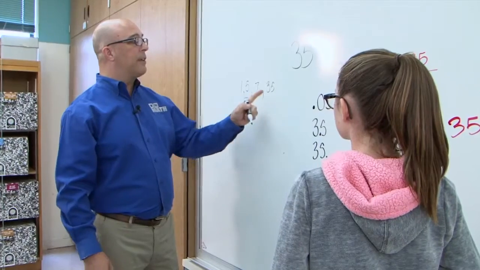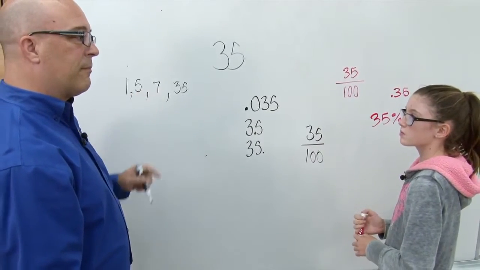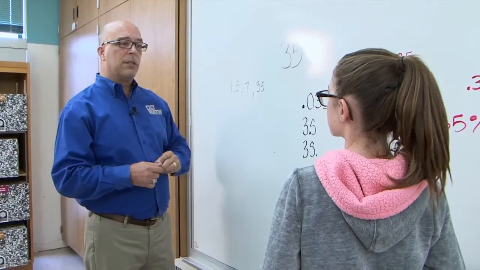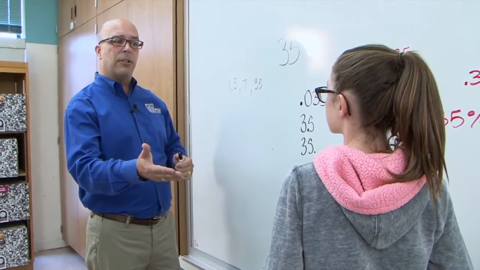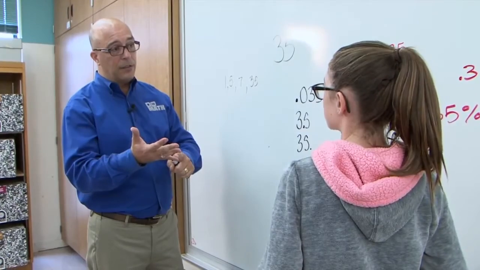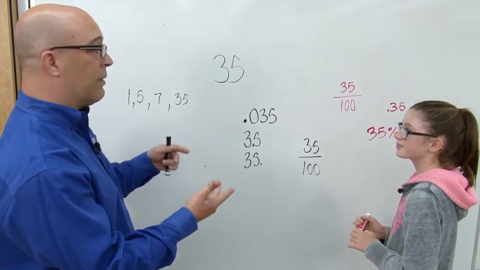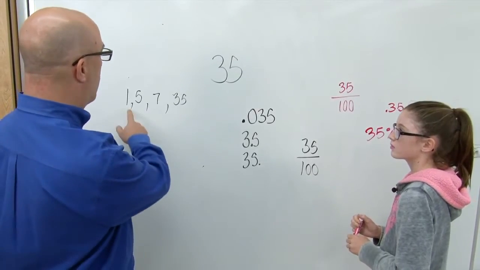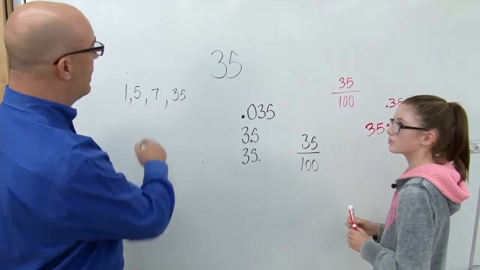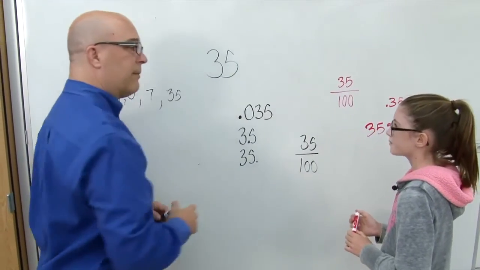All right. Is there anything else that will go into 35 besides 5 and 7? No. No, because in 4th, 5th grade, you probably learned your divisibility rules, right? We know 2 won't because it's not an even number, 3 won't because when you add them up, 6 won't because 2 and 3 don't go into it. So we have our factors 1, 5, 7, and 35. Out of these numbers, which one will go into 100?